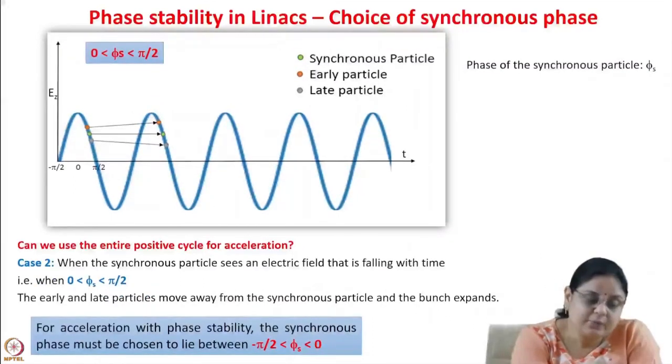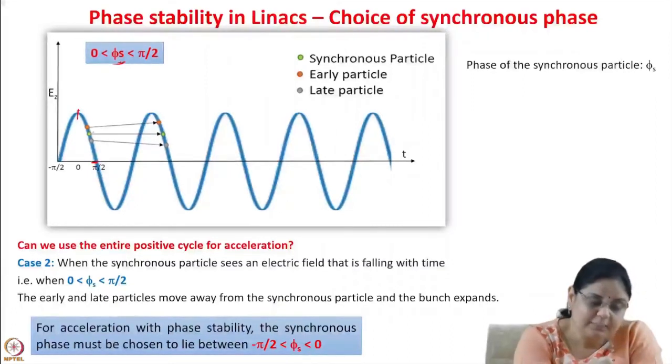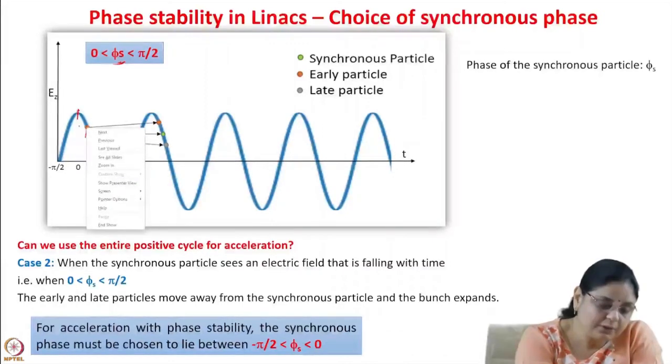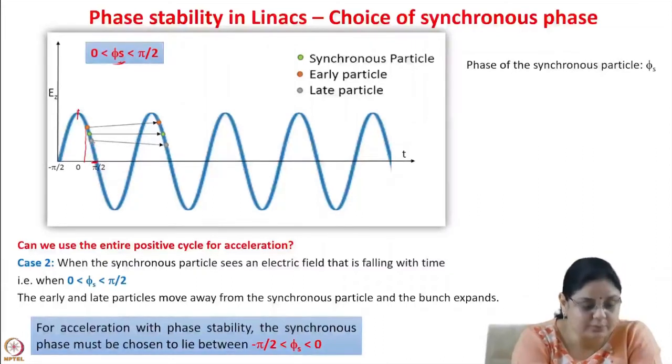Okay, now let's see what happens if we choose the synchronous phase lying between 0 and pi by 2. That means in this region. This green particle is again my synchronous particle, the particle for which the LINAC has been designed. And again I have an early particle. This orange particle is the early particle because it has come at a time earlier than the synchronous particle. The gray particle is the late particle because it has come at a time later than the synchronous particle.